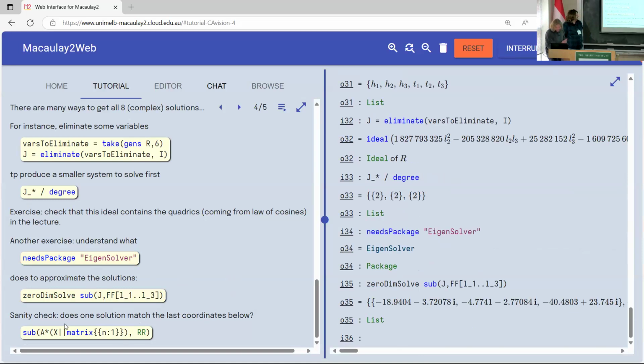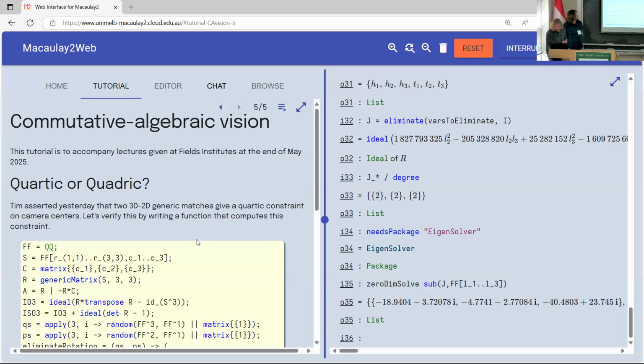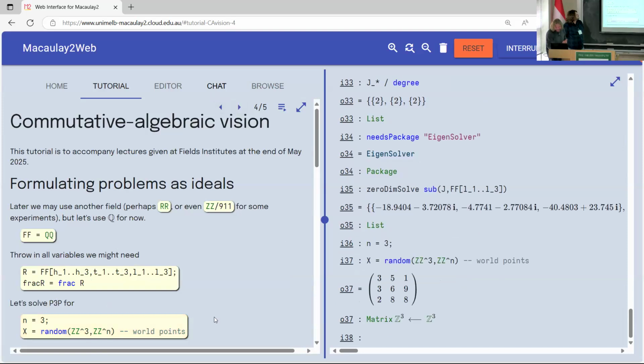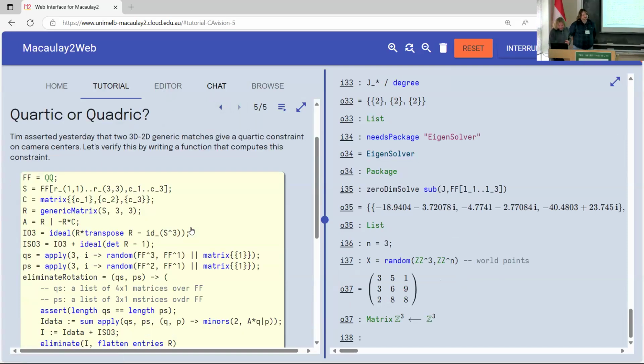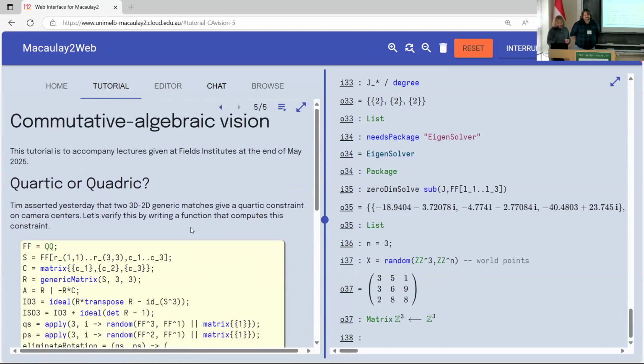So you can do the sanity check. Well, let's skip the sanity check. The sanity check would be to just look at what the numbers were supposed to be for the depth, the last coordinate here, and checking that those were covered as coordinates in one of those 8 points. Now we get into this problem of quartic or quadric.